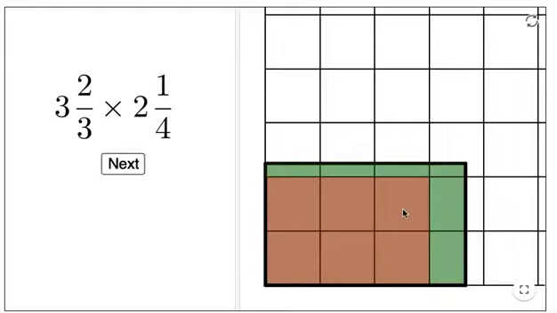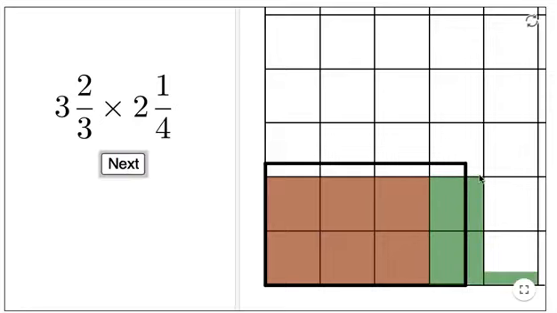Six whole parts, and here we end up with 1/4, 2/4, 3/4. This piece here is going to be 1/4, and it's going to be 2/3. 2/3 of 1/4 is going to end up being 2/12. And again, here we have 2/3, 2/3, and we can add that all up, and we end up with the area that we want.